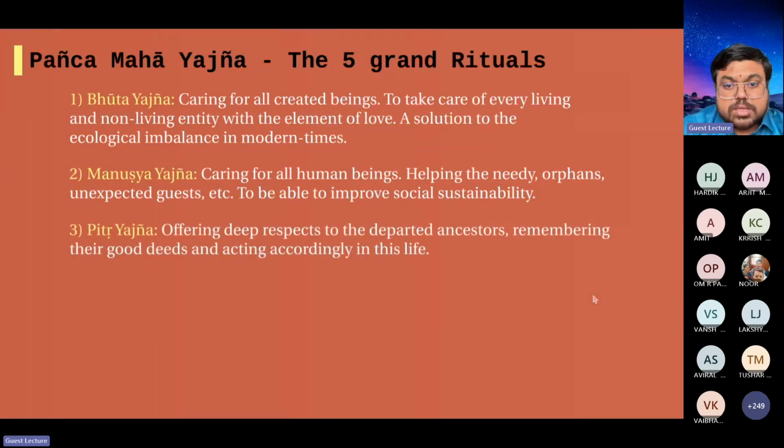Next, we have Pitru Yajna. That means offering deep respects to the departed ancestors, remembering their good deeds and acting accordingly in their life. Not only the Vedic ritual of mantras and fire sacrifice, here Pitru Yajna means, first of all, look back to your ancestral origins. See what great deeds they have done. Ask your grandmother, grandfather the stories of their grandparents and so on. Take some qualities that you think you can imbibe in this life and start practicing and following them.